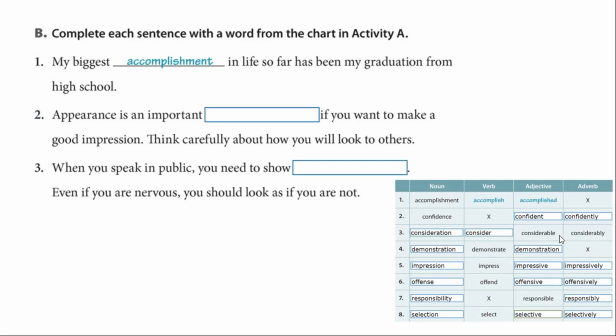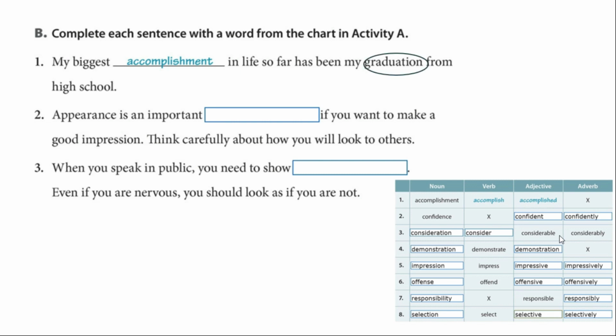Okay, let's move on to B. We're going to now use these words that we found and searched for in a dictionary and that we have ascertained through knowing the parts of speech. We are now going to do some activities where we can use these vocabulary words. Number one has been done for you. My biggest accomplishment in life so far has been my graduation from high school.